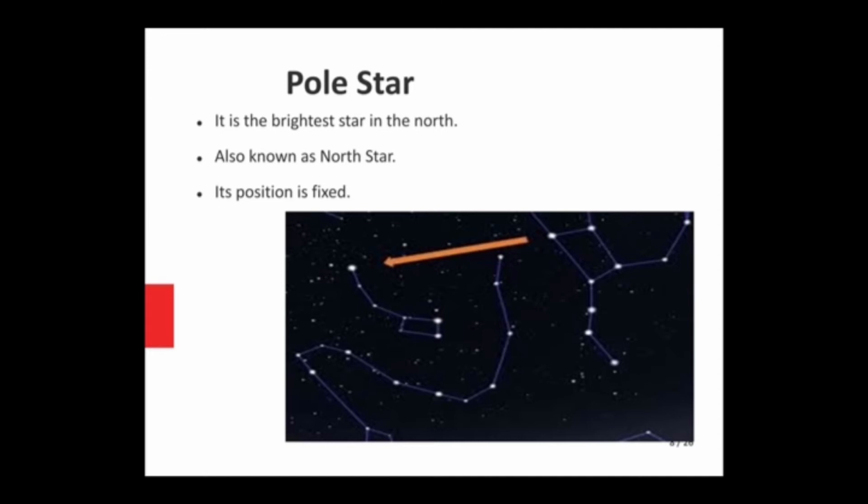This is the pole star or north star, we can say. This is the brightest star in the north. It is also called North Star because its position is fixed in the north direction in the sky. The first 2 stars of Saptarishi point to the pole star, and they are also called the pointer stars.